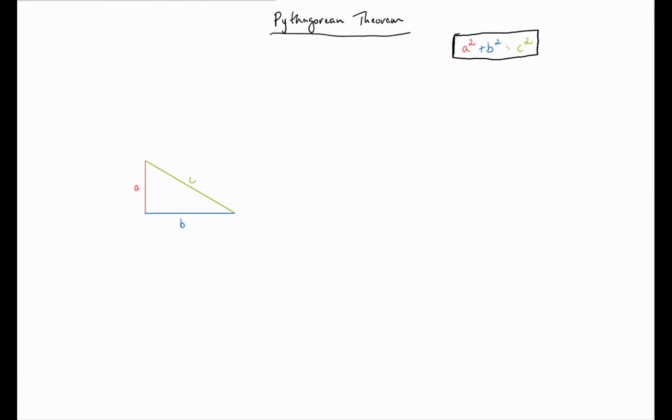So the Pythagorean Theorem says that if you have a right triangle, and you add up the squares of the two legs, okay, a squared plus b squared, that's going to equal the square of the hypotenuse, the large side, the one opposite the 90-degree angle. So what does that really mean?